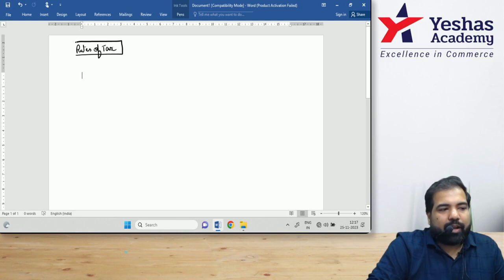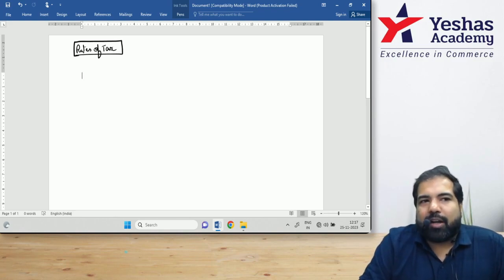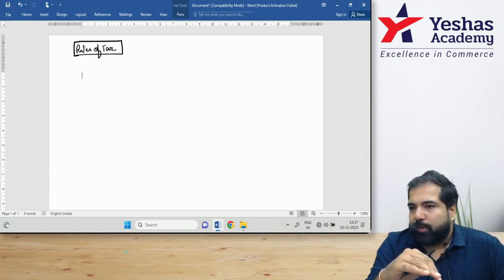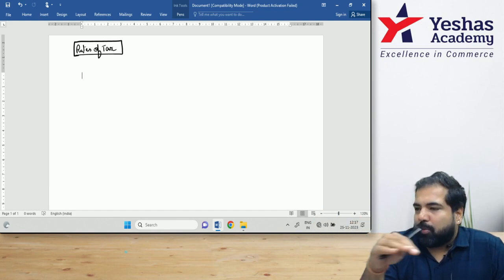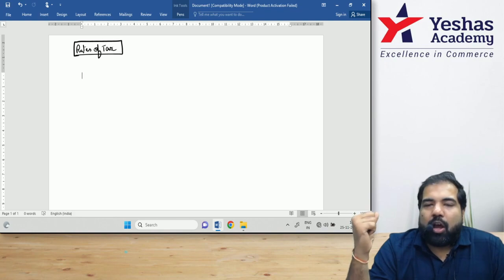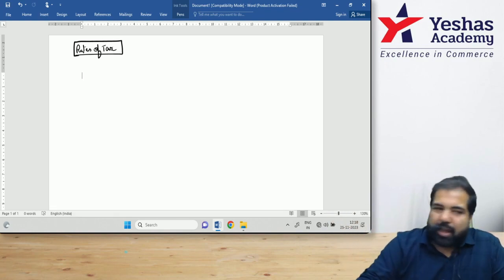This is called rates of tax. Exam reference. In the exam, will we have to calculate rates of tax for every sum? No. If they say calculate total income, you stop there. If they say calculate house property, you stop there. Can we stop there? Yes. And if they say calculate tax liability, then we reach this place where we calculate the tax.